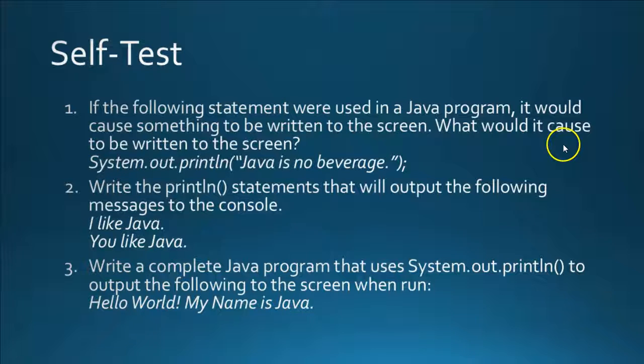Number three, write a complete Java program that uses System.out.println to output the following to the screen when run. And when I say complete program, that means I should see public class, public static void main, all the curly brackets and everything else should be in there.